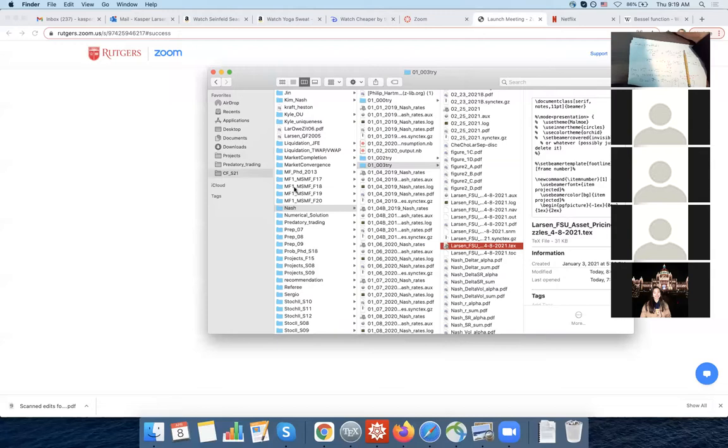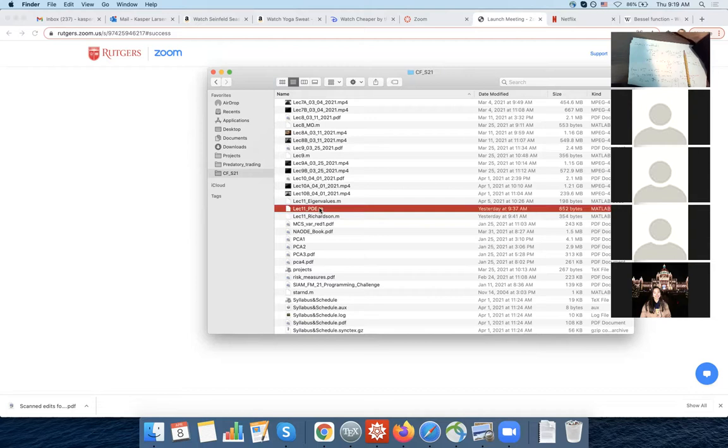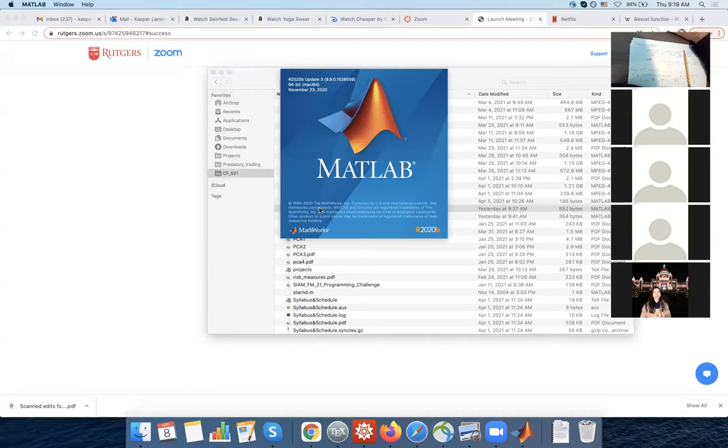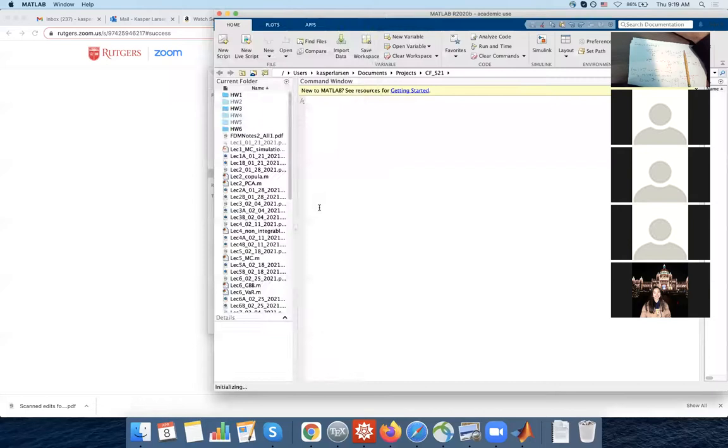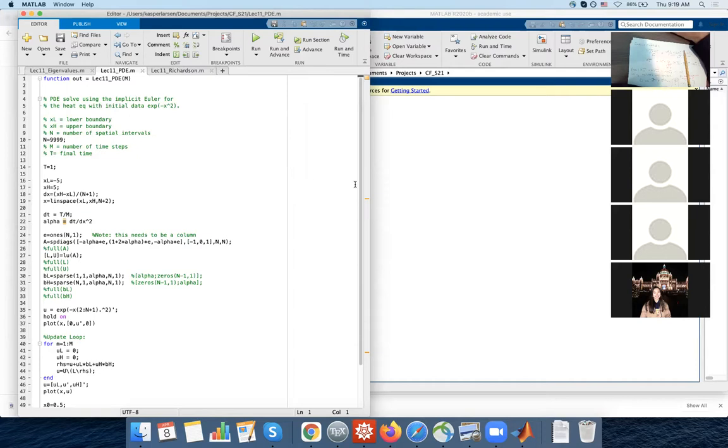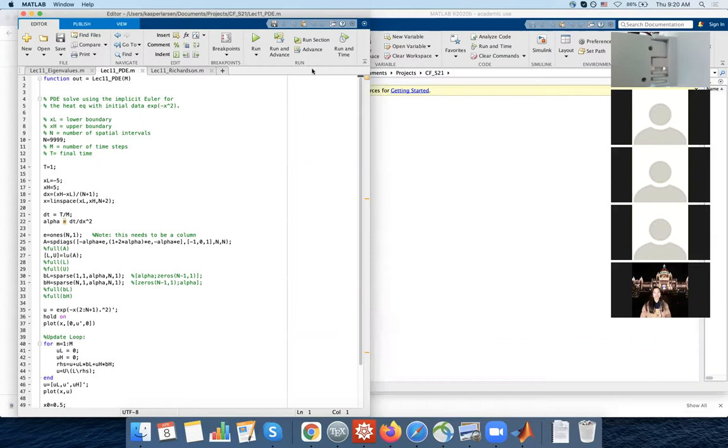So I'm hoping you can see my MATLAB code coming up here. Can you guys see my MATLAB code? Can you guys see my MATLAB code? Yep, Alice says yes.